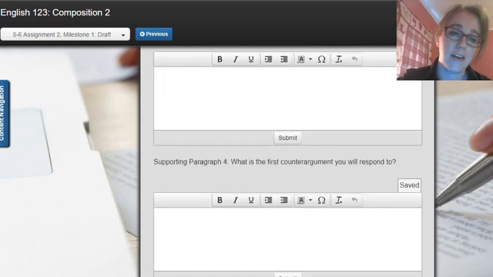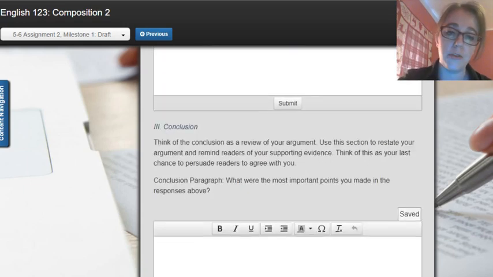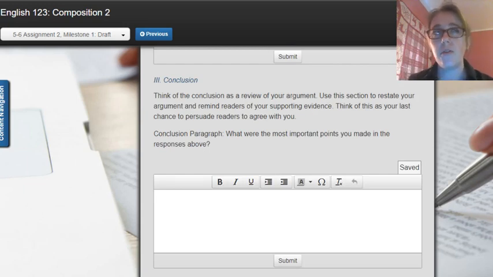All right, now we scroll down and take a look at our conclusion. The conclusion is sort of a review of what you've just done. It reminds your audience of how everything ties together. So what were the most important key points that you made in the responses above? What were your 3 main ideas? It's important that you don't copy and paste here. You don't want to self-plagiarize that way. Reiterate and rephrase what your 3 main key points were.